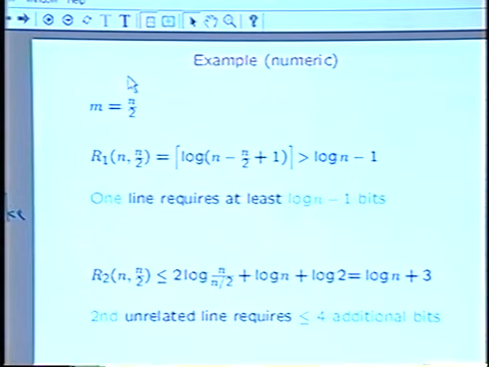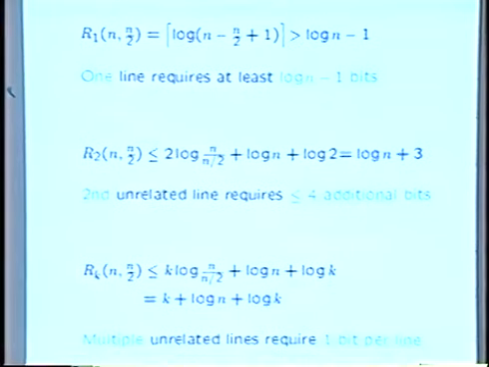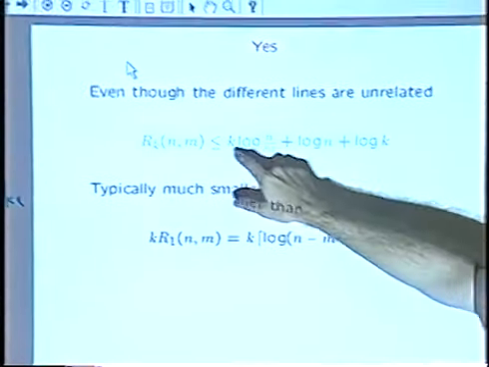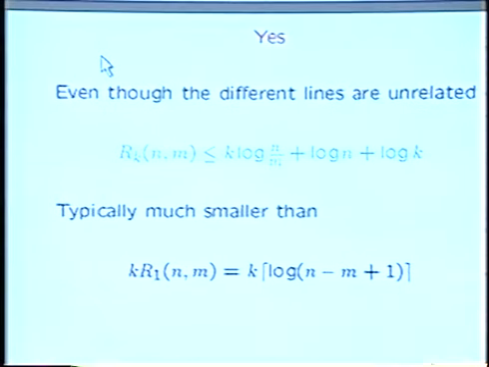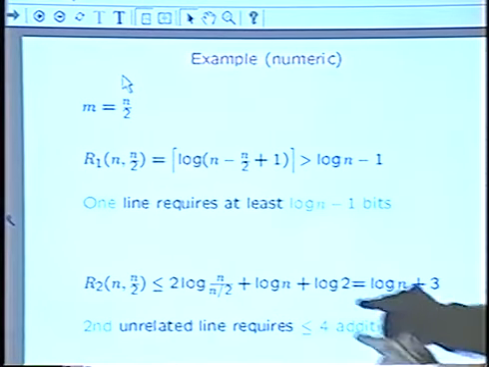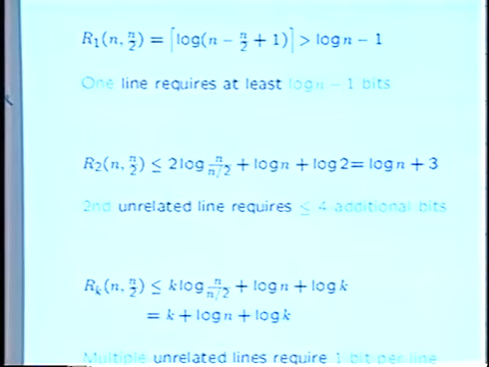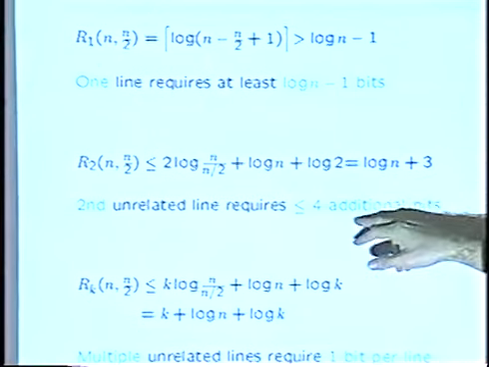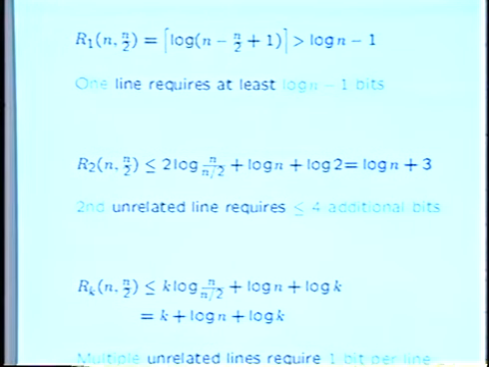Now, if you plug in k equals 2 in the previous formula, you'll get 2 log n over 2 plus log n plus log 2, which is what I wrote here: 2 log n over 2 plus log n plus log 2, which gives you log n plus 3. So you see that for pants and shirts, you need at most 4 additional bits. So you can get the second completely unrelated line for just 4 bits. In fact, 2 bits would do, but this proof just gives you 4.